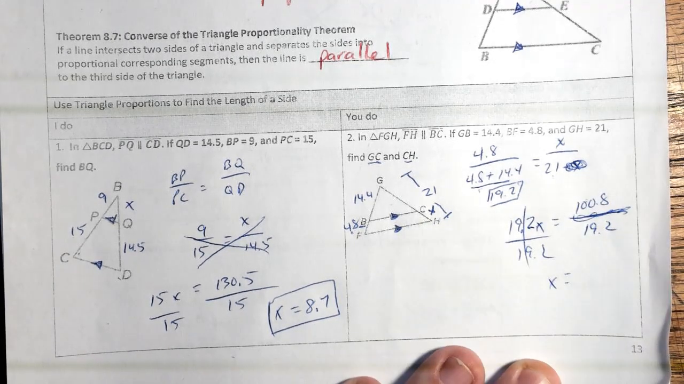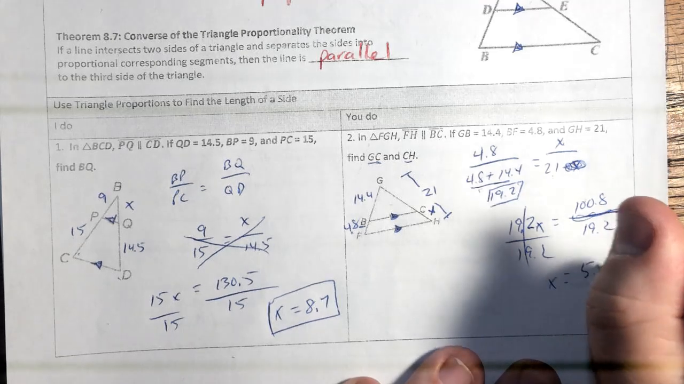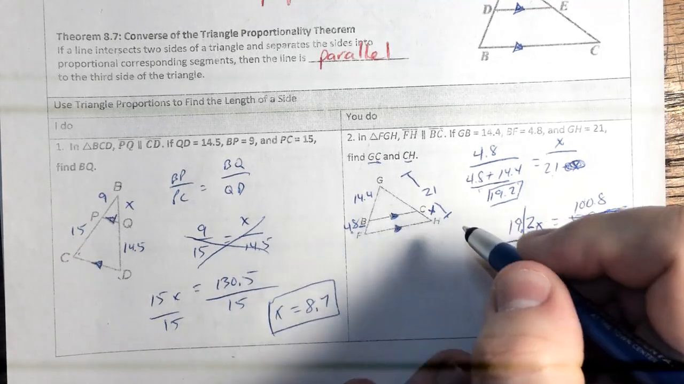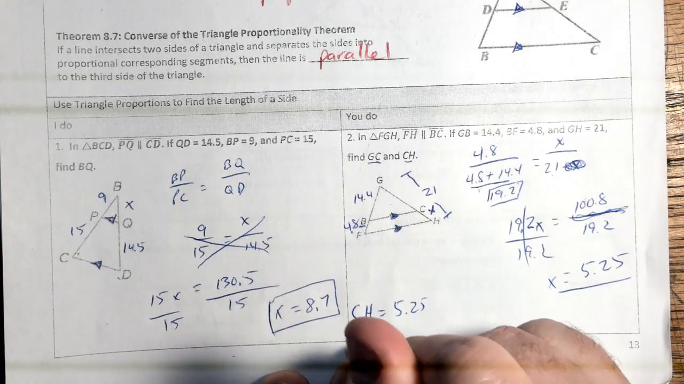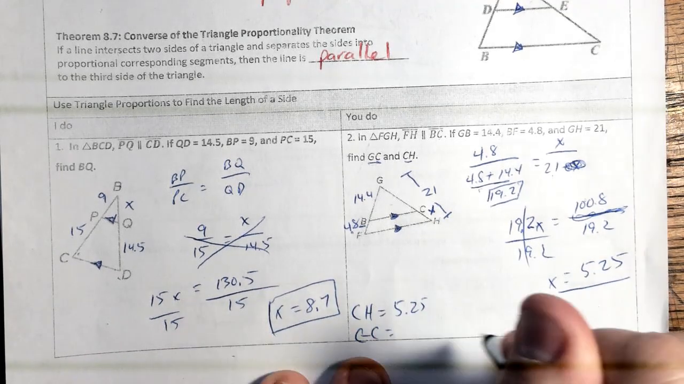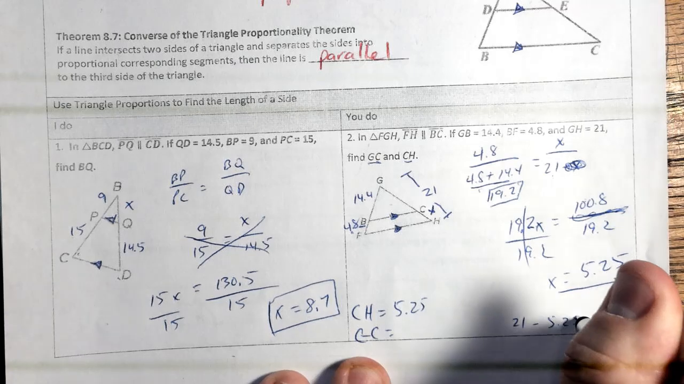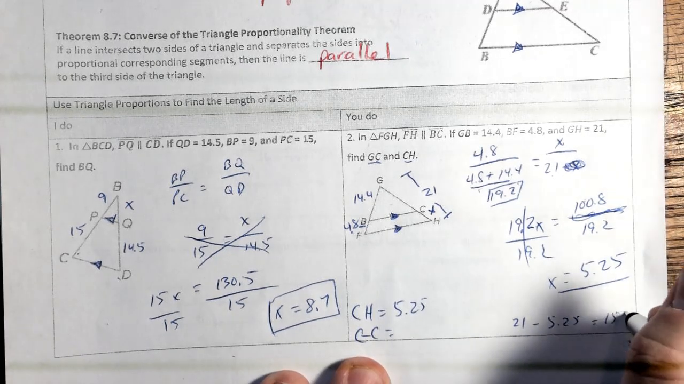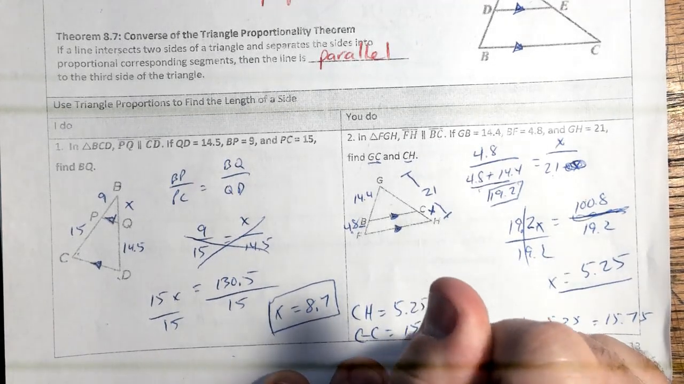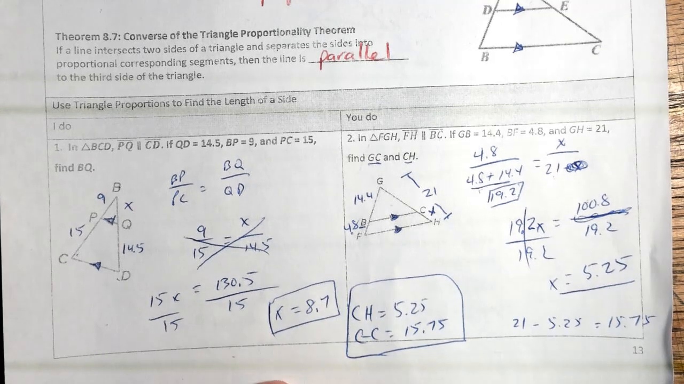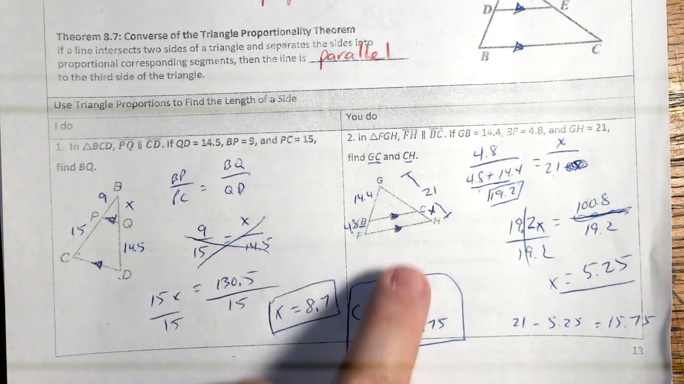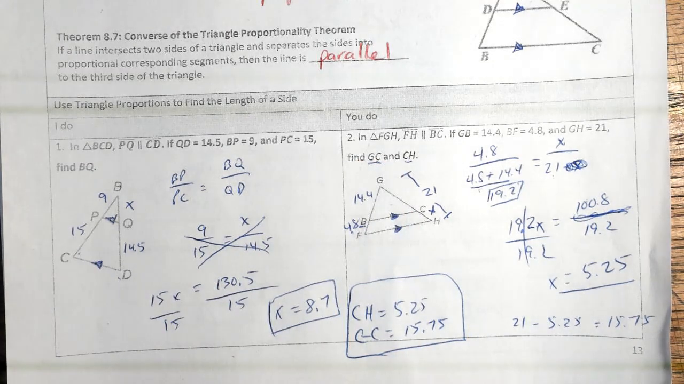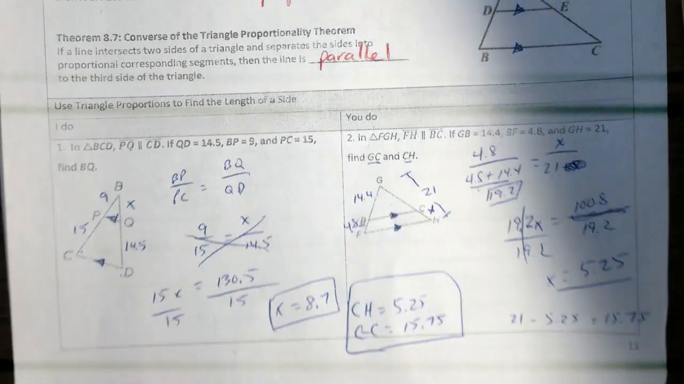X is going to equal 5.25. So we made CH X, so CH is 5.25, and then GC is 21 minus 5.25, which is 15.75. And then you add these together, you get 21. Hopefully I didn't lose you guys on that one. If you have any questions, ask me in class or send me a message on Focus.